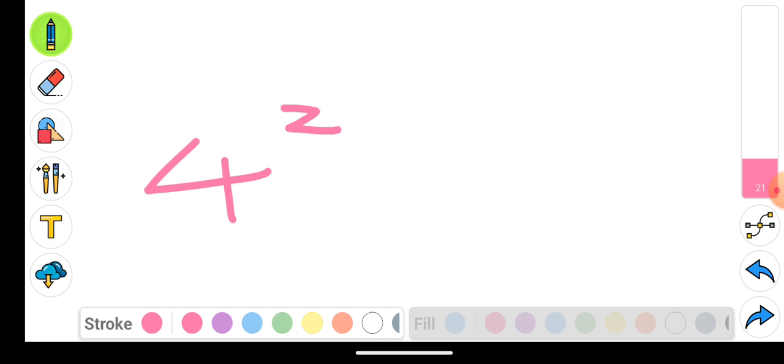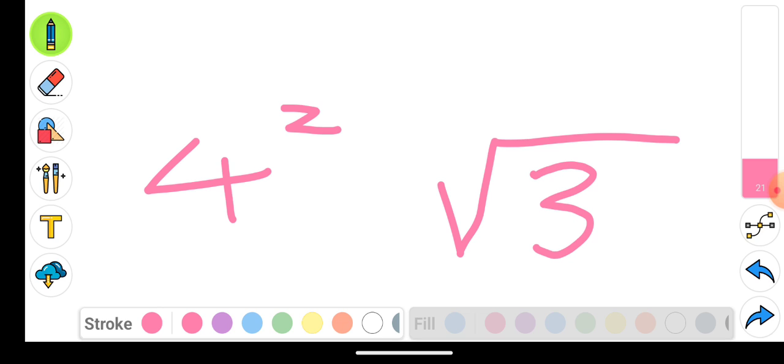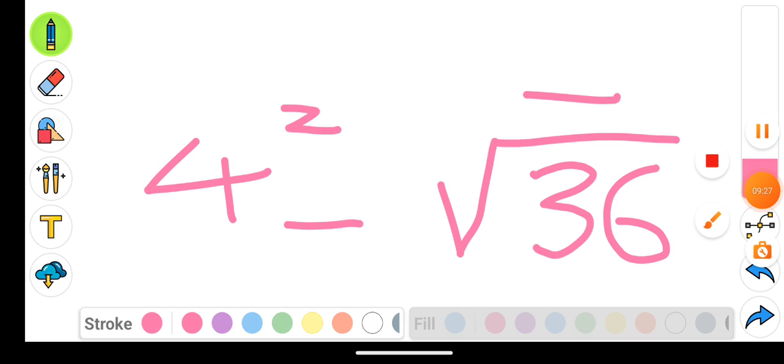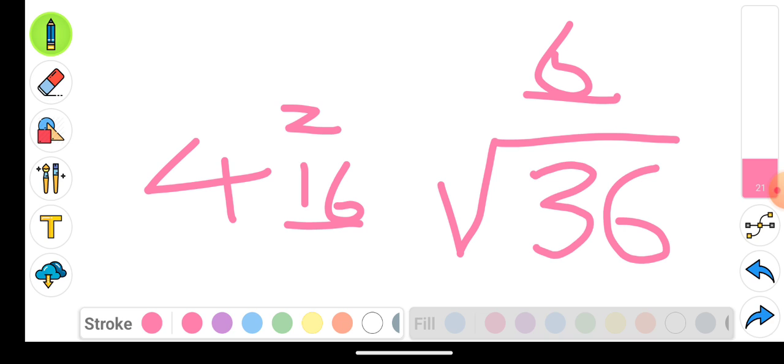So how about 4 squared and the square root of the number 36. I haven't messed it up now. Pause and have a go. This is 16 because 4 times 4, and this is 6 because 6 times 6.